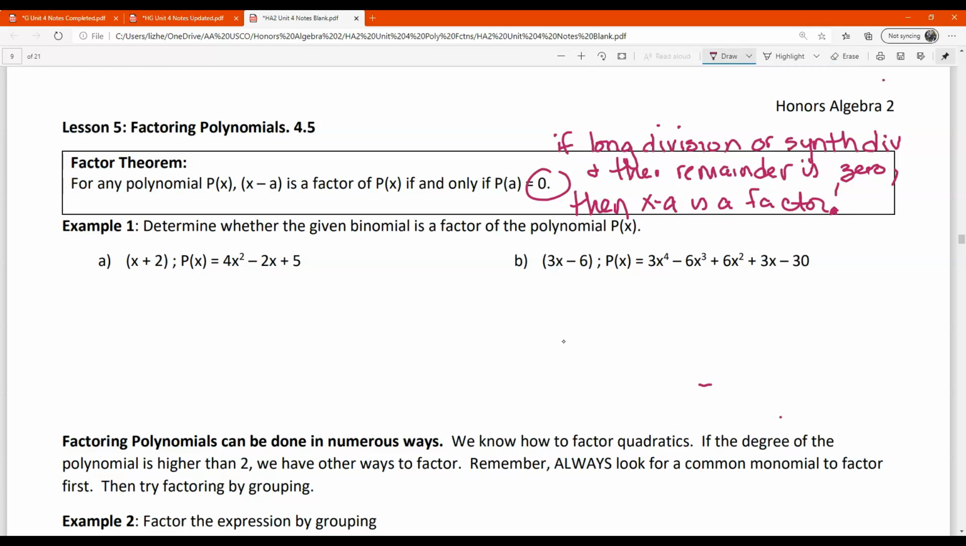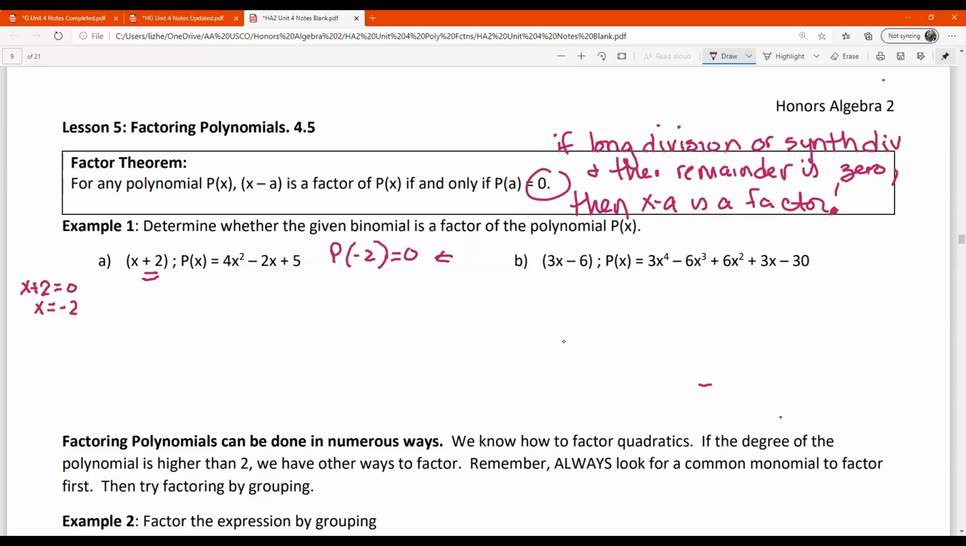Example 1, determine whether the given binomial is a factor of the polynomial p of x. So what I'm trying to do here, I have two ways I could do this. I could say, remember, if x plus 2 is a factor, then x equals negative 2 is the 0. So I could say that means p of negative 2 is 0. I could prove that. Put negative 2 in there and get 0.